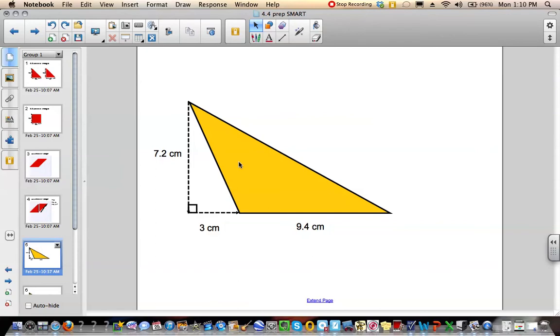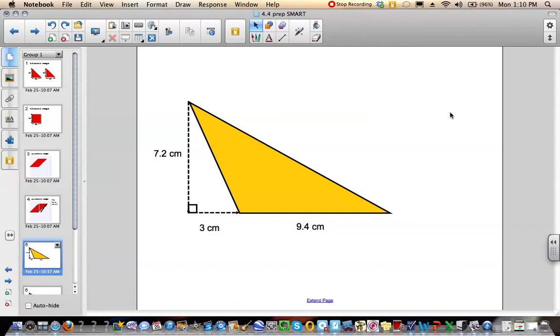Here we have a triangle. The height and the base work together much like a parallelogram does. In this case, the height is outside of the shape so that it can meet on a 90-degree angle from the top tip down to the bottom. The height from the tip to the bottom is 7.2 centimeters, and the base is 9.4 centimeters. This 3 centimeter piece here on the side is only there to help explain the distance between the edge of your shape where it meets the height of your shape.